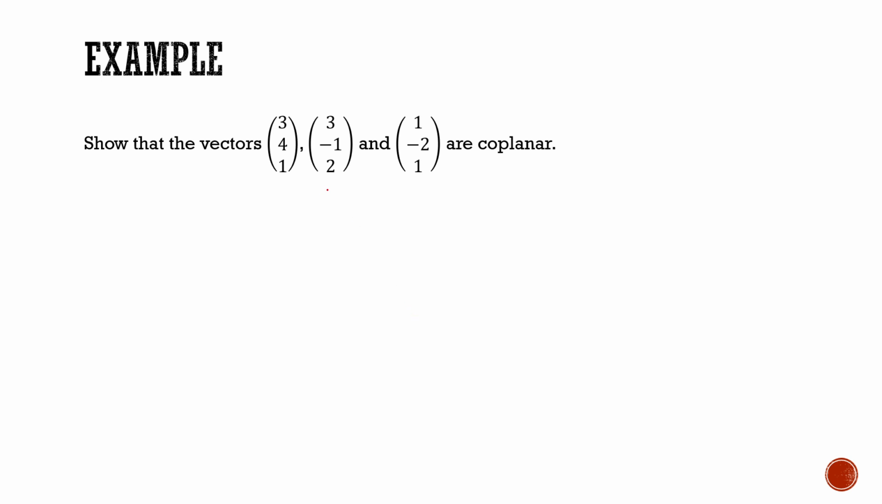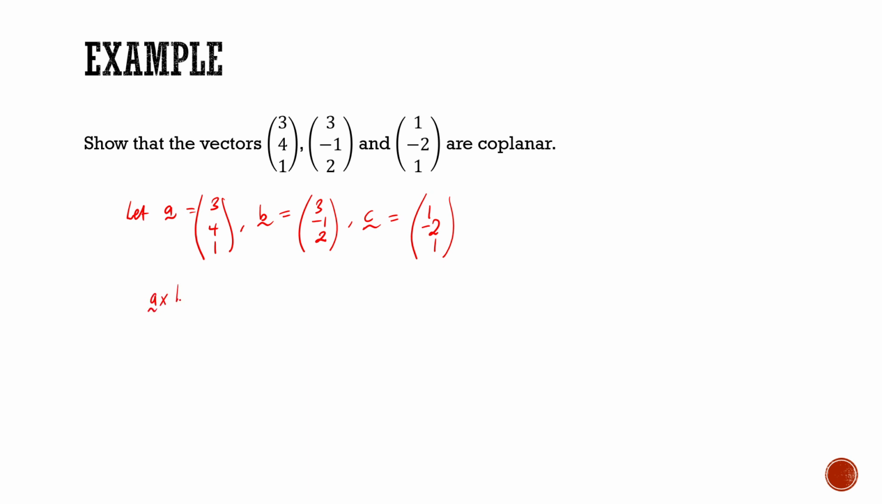Okay, so we've been asked to show that these 3 vectors are coplanar: (3, 4, 1), (3, -1, 2), and (1, -2, 1). So we could let A be equal to (3, 4, 1), B equal to (3, -1, 2), and C equal to (1, -2, 1). So we go ahead and find the cross product of any 2. You could pick A and B.